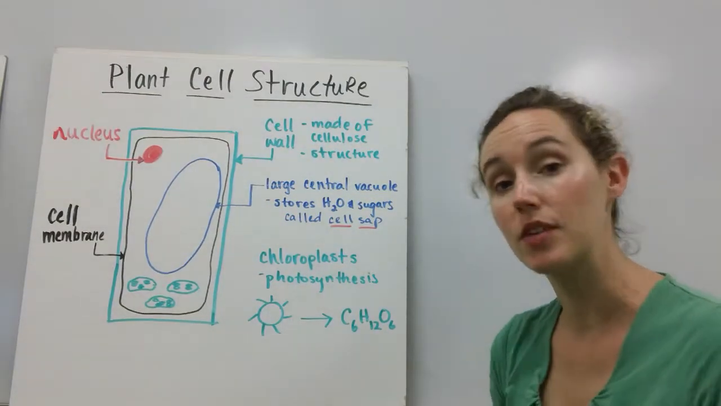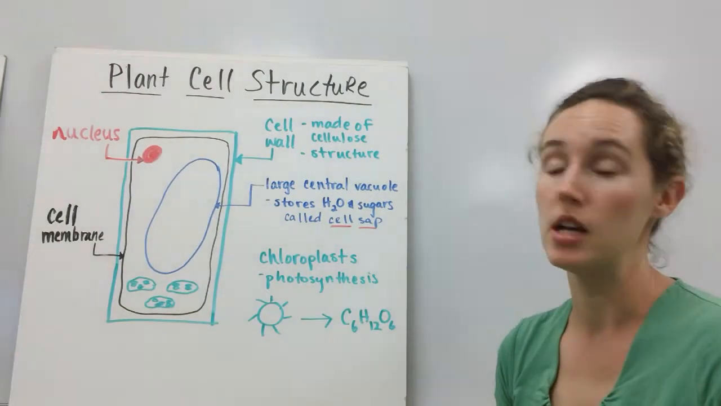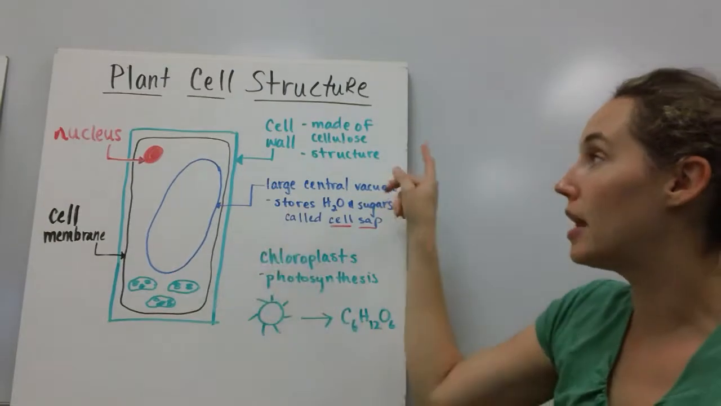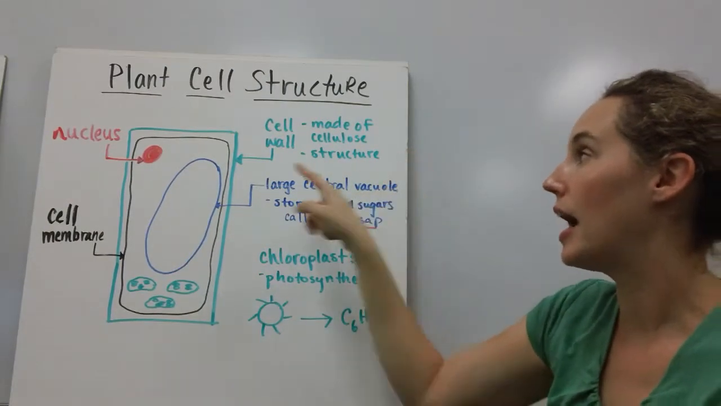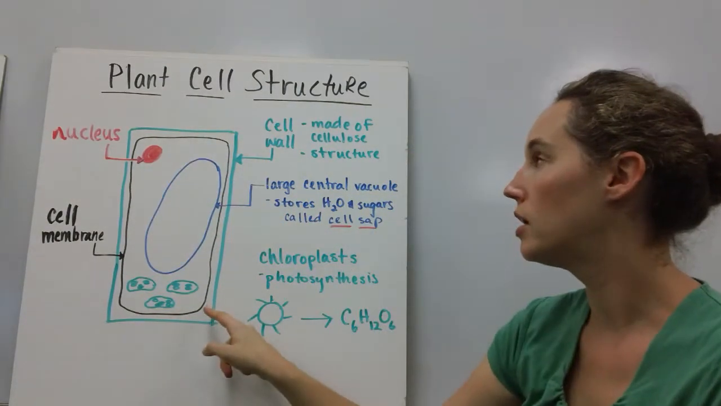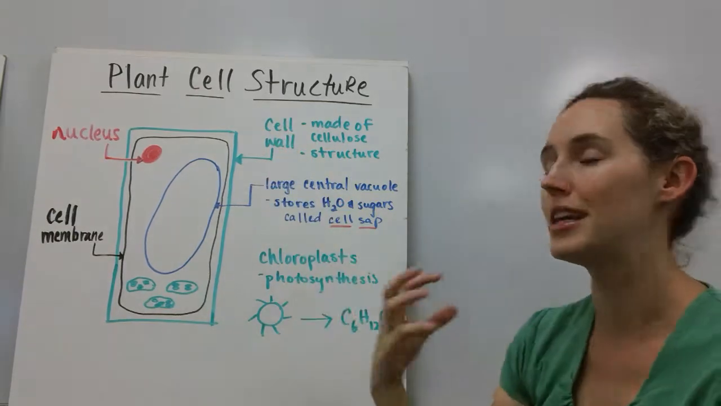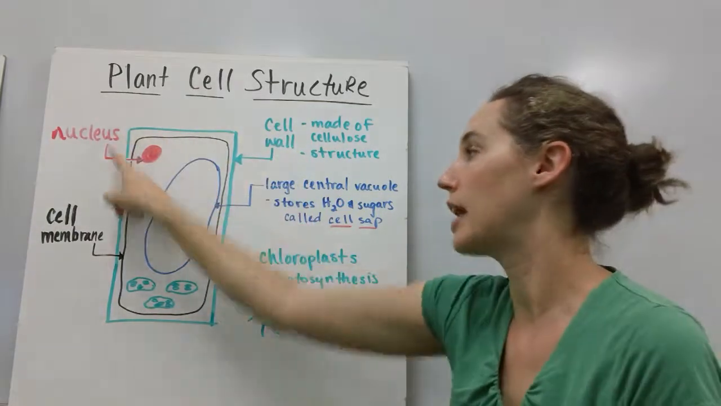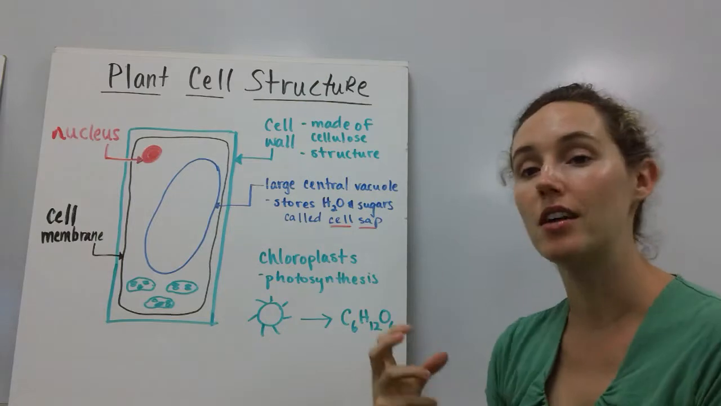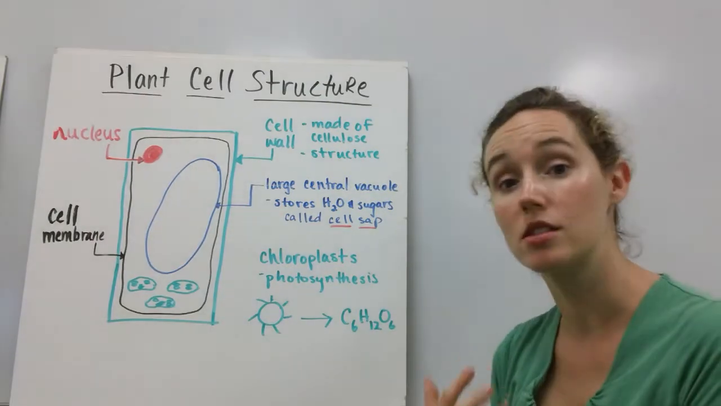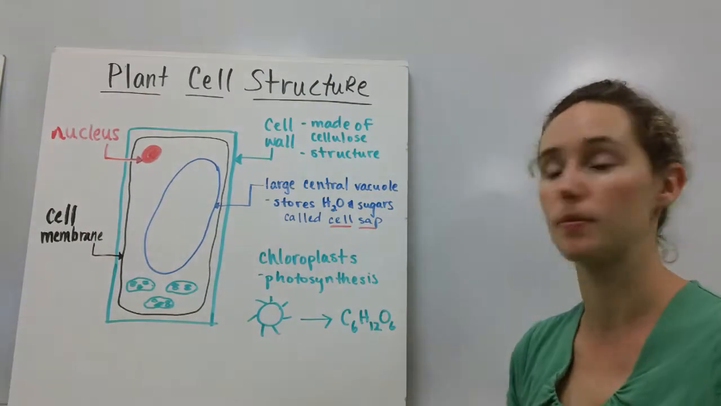Now we're going to look specifically at plant cell structure. So the things that make them unique is that outside of their cell membrane, they have a cell wall. It's rigid and it goes along the outside, and it's made of a carbohydrate called cellulose. This is going to give our plant cells structure.